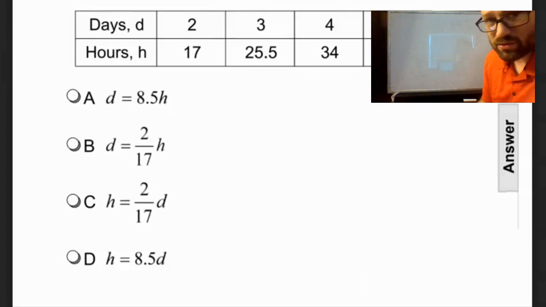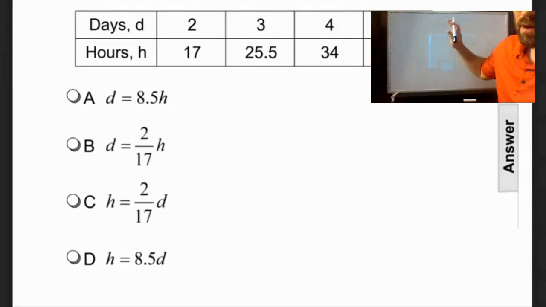All right, so the hours are going to determine our days. And so 25.5 divided by 3, if we do that, it's 8.5. And all the way through, it's 8.5. And so our days is our x, and our hours is the y. So hours is the outcome, okay, equals 17 over 2 times days.